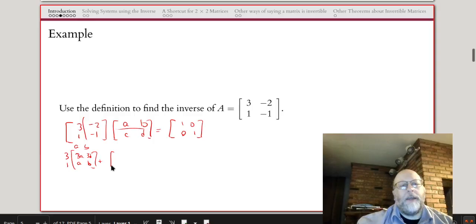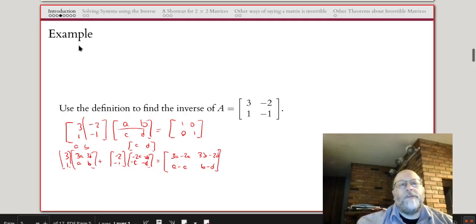And then we're going to take -2, -1 times CD. That'll give us -2C, -2D, -C and -D. When we add these together, we get 3A minus 2C, 3B minus 2D, A minus C, and B minus D. All right.